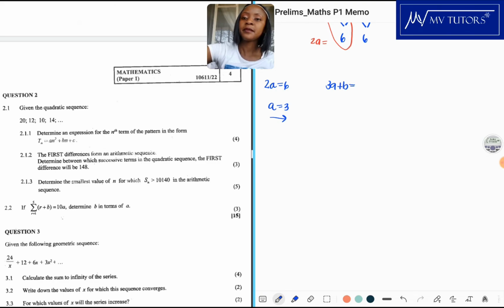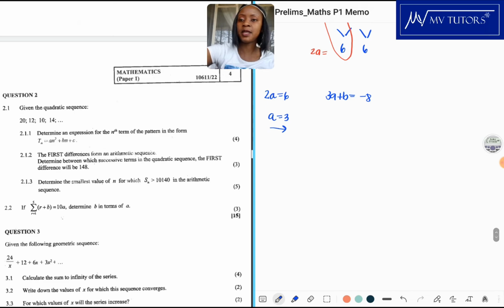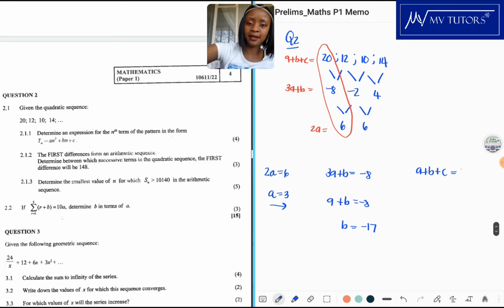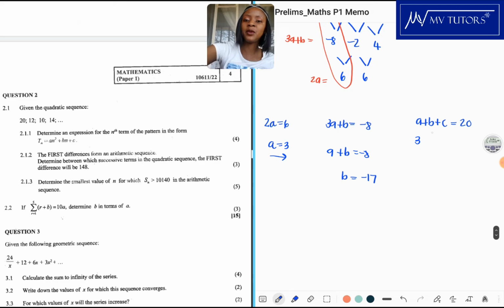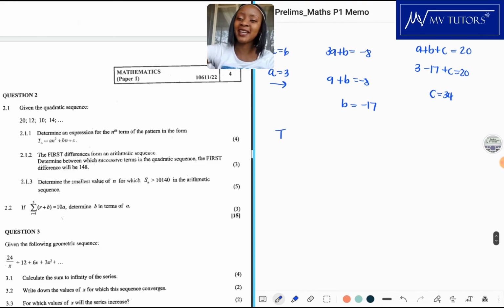3a plus b is equal to negative 8. So 3 times 3 is 9. If I take 9 to the other side, I will have minus 8 minus 9. That's minus 17. I'm like, whoa, these are big values. So a plus b plus c is equal to 20. Okay, a we have 3, b we have minus 17, plus c is equal to 20. 3 minus 17 is minus 14. If I take minus 14 to the other side, it will be plus 14. So c is equal to 34. These answers are big, and that is why we should check if this is actually correct. So we have 3n squared minus 17n plus 34.